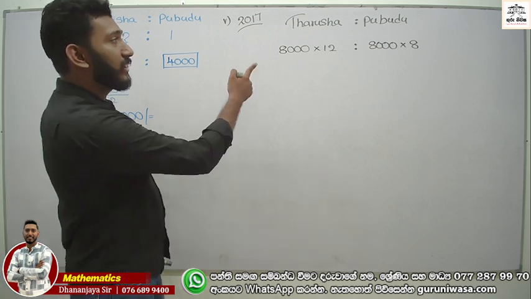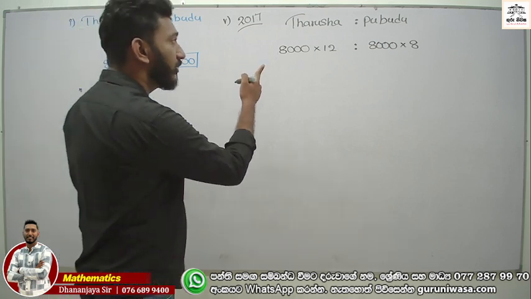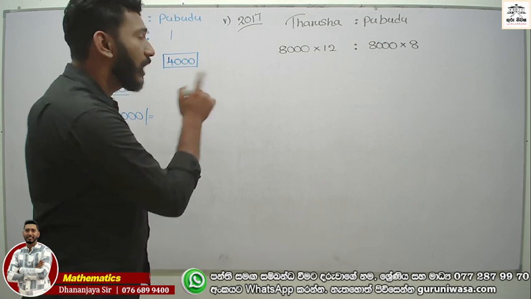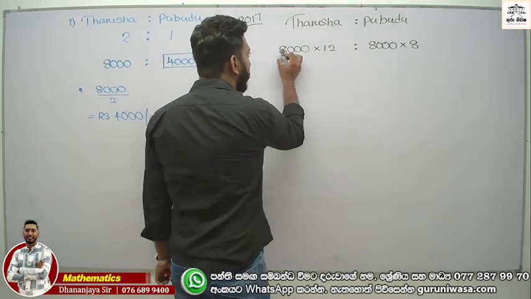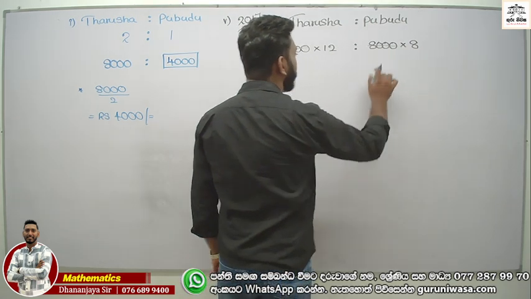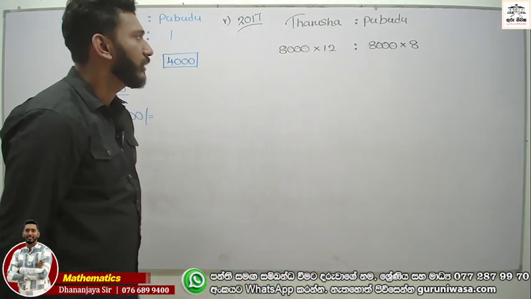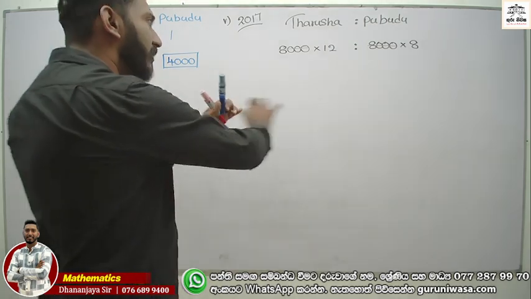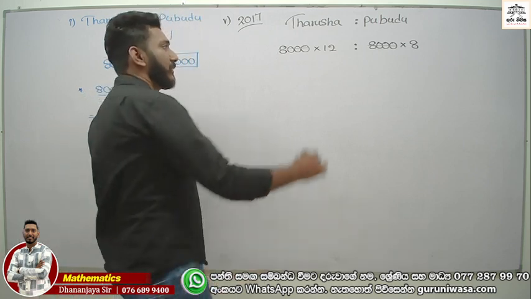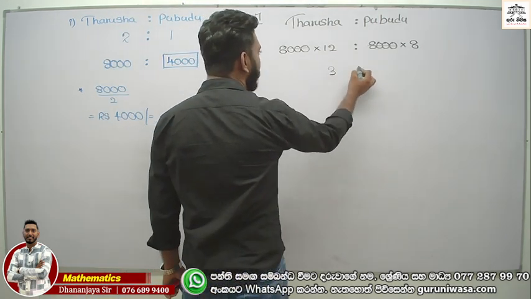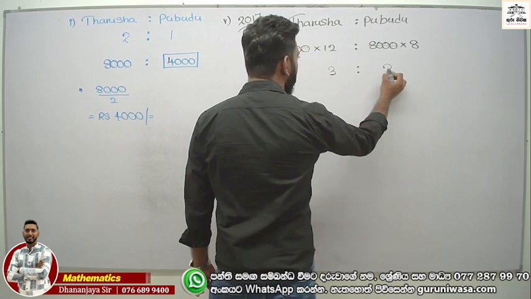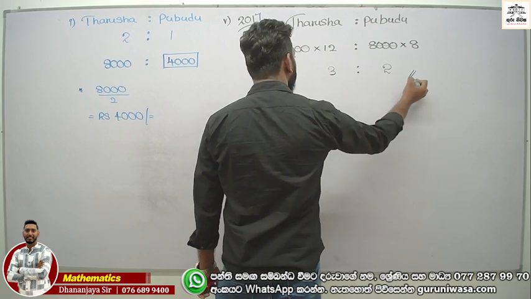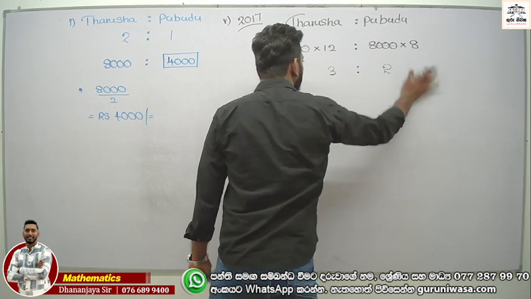Now you need to write it as a ratio. We have to simplify. How to simplify? 8,000 and 8,000 cancel out. You are right. It's simplified. Now 8 and 12 you can divide by 4 also. Yeah. 4 times 3 and 4 times 2. Now this is the simple form.